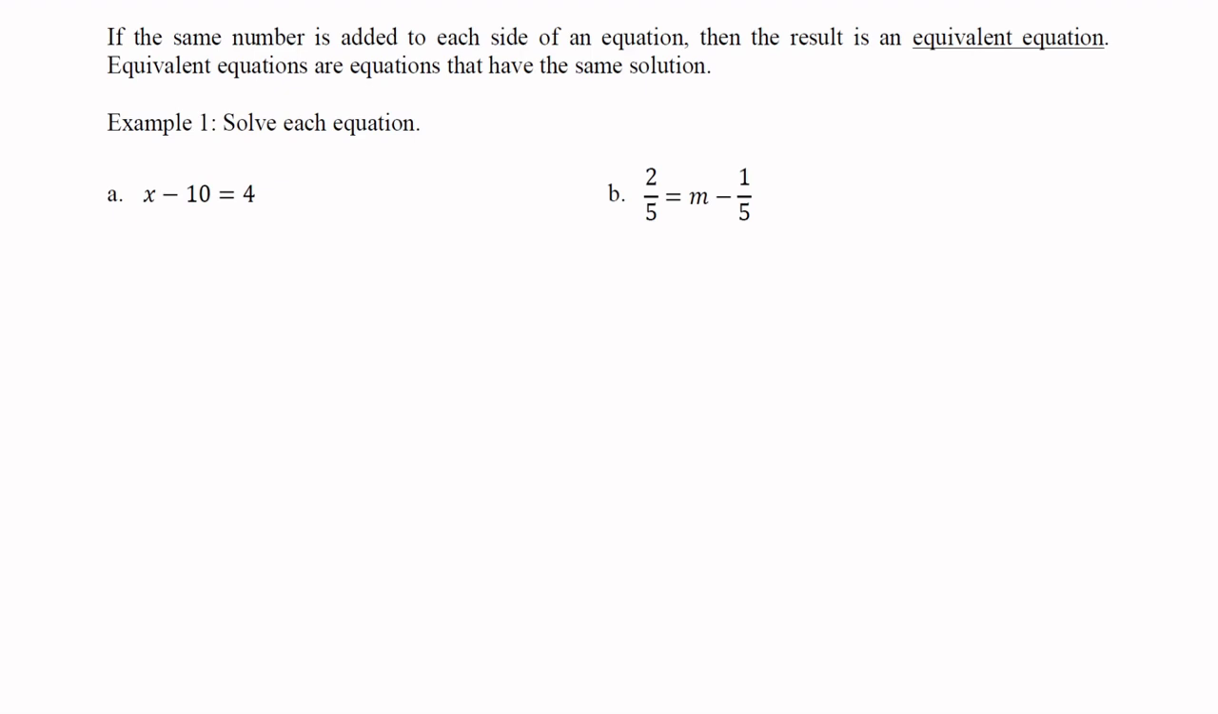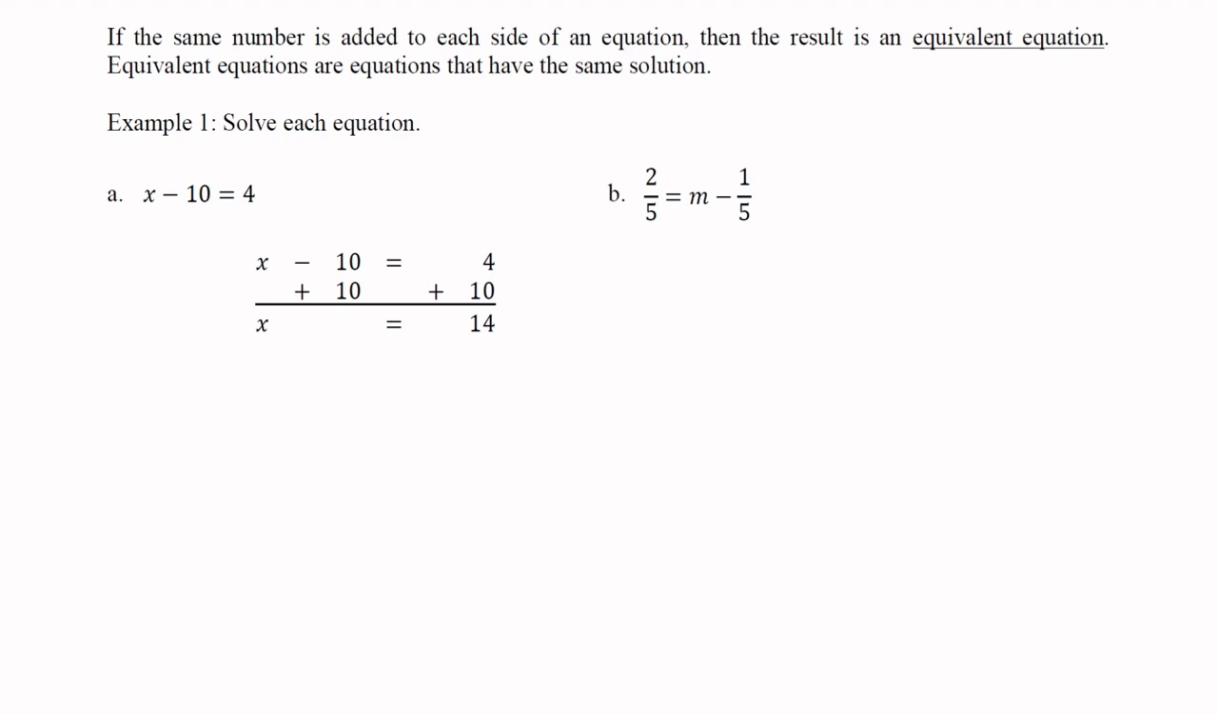So let's do a couple of examples and solve these two equations. Let's start with equation A. x minus 10 equals 4. To undo the subtraction of 10, we're going to add 10 to each side. When we add 10 to each side, the 10s on the left-hand side cancel out, leaving just x. And on the right-hand side, we do 4 plus 10, which gives us 14.